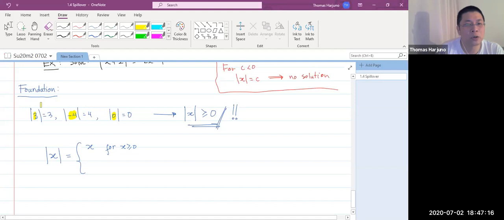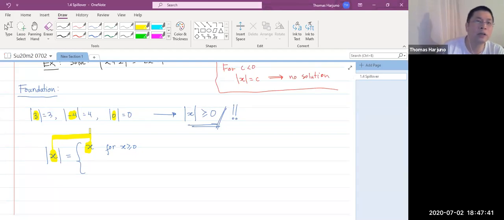Okay, so when inside the absolute sign is positive, the output will stay positive. If inside the absolute sign is 0, the output is still 0. So if the expression inside the absolute value is already positive or 0, then you just basically do it as is, as long as that x is positive or 0.